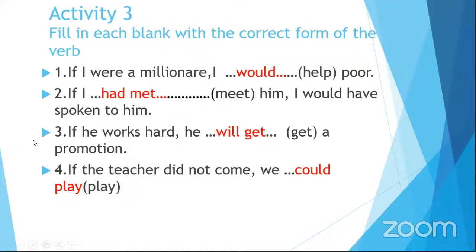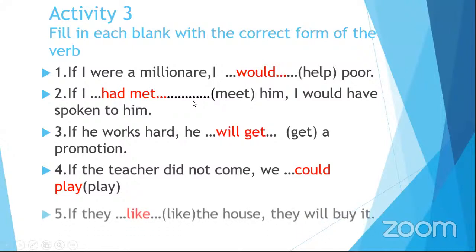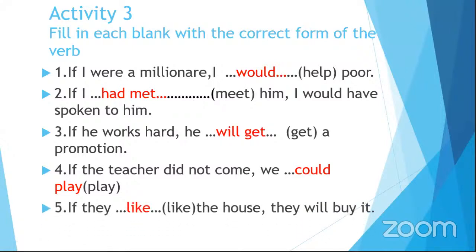Thereby, you need to learn the structures of these three types. Okay, dear students, we are going to the third one. If they like the house, they will buy it. So if they like it, they will buy it. So those are the answers.